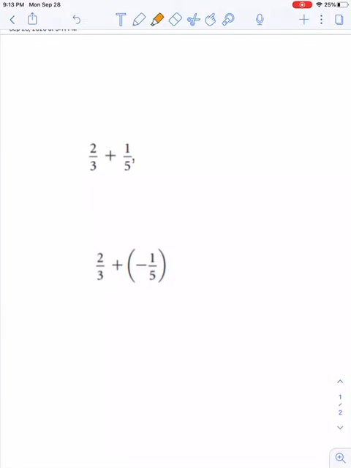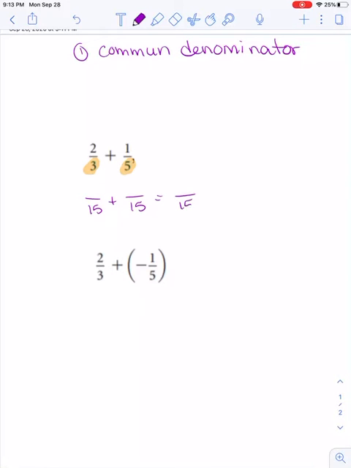Adding fractions. So when we're adding fractions, if we don't have the same denominator, the first step we need to do is find a common denominator. So here we're going to be using 15. We're going to put everything on 15, and it's going to give us something on 15. So to make my 3 a 15, I have to times it by 5. If I times the denominator, I have to times the numerator by the same number.